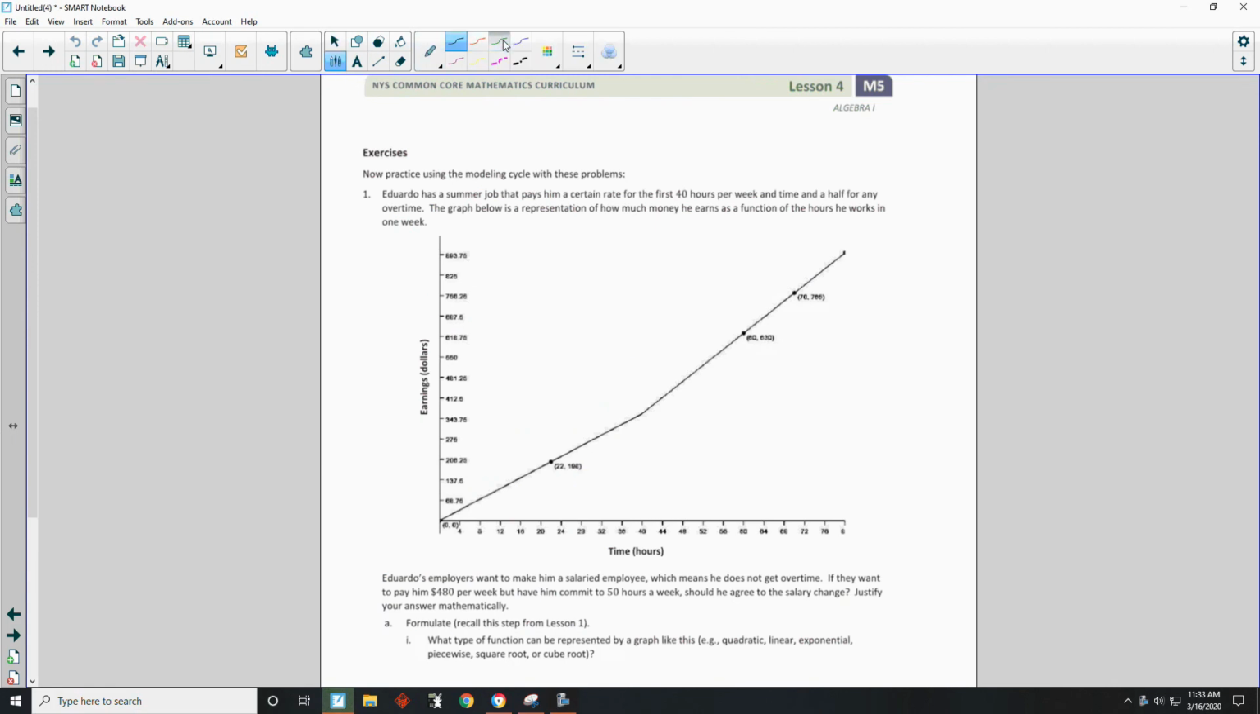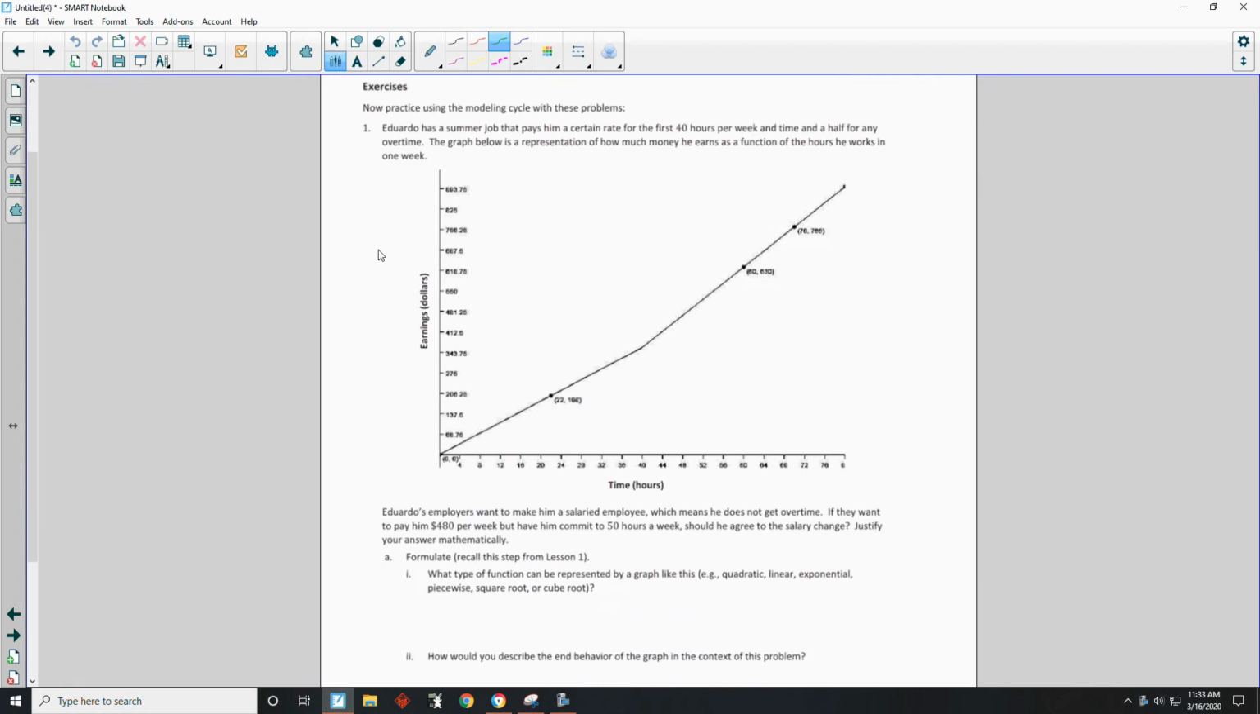Okay, page 2, exercises. Now practice using the modeling cycle with these problems. Eduardo has a summer job that pays him a certain rate for the first 40 hours per week and time and a half for any overtime. The graph below is a representation of how much money he earns as a function of the hours he works in 1 week. Eduardo's employers want to make him a salaried employee, which means he does not get overtime. If they want to pay him $480 per week but have him commit to 50 hours a week, should he agree to the salary change?